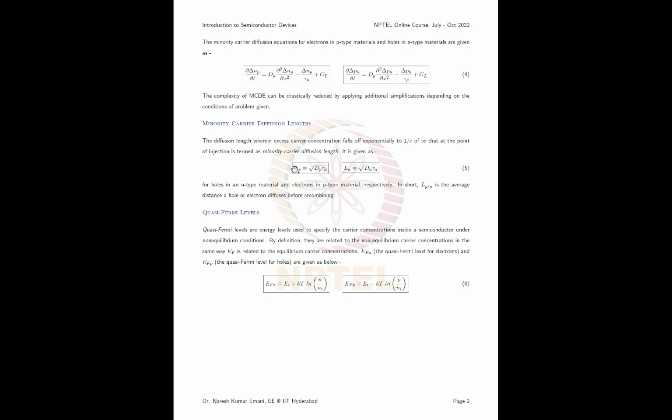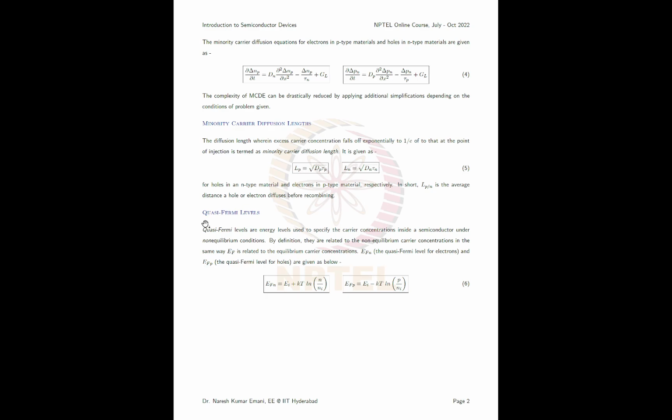For holes, it is Lp equals square root of Dp tau p, and for electrons, Ln equals square root of Dn tau n. So you can also say that Lp or Ln is the average distance a hole or electron diffuses before recombining. At some point the excess electron-hole pair generated will recombine, and the distance traveled till that point is the diffusion length.